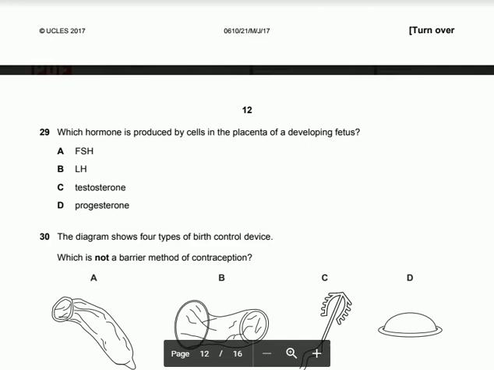You should read the textbook because this chapter is quite hard. It's really not easy. You should read this whole chapter, reproduction. It's not an easy chapter.